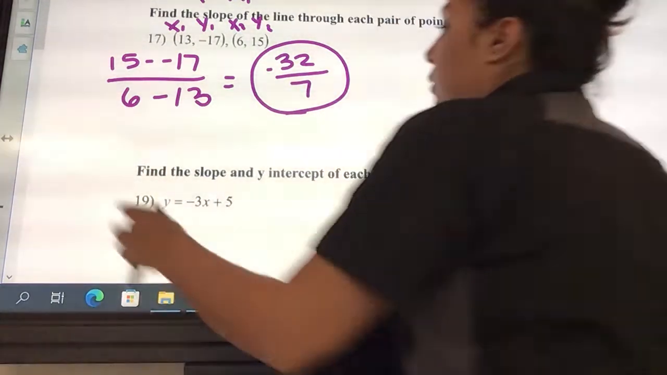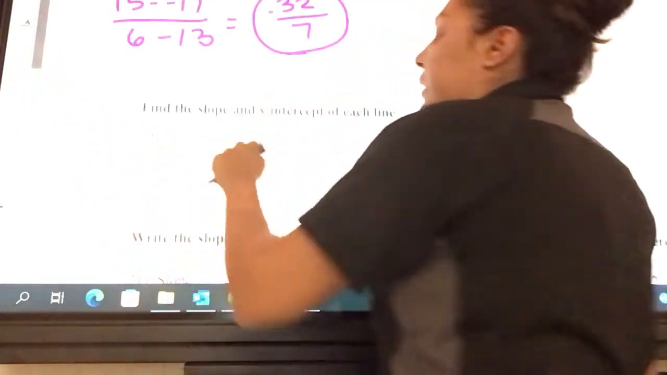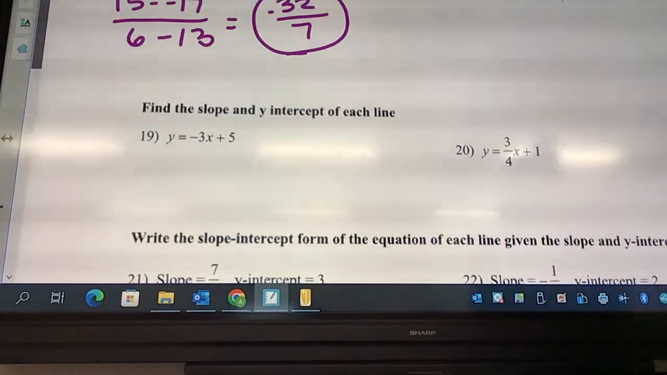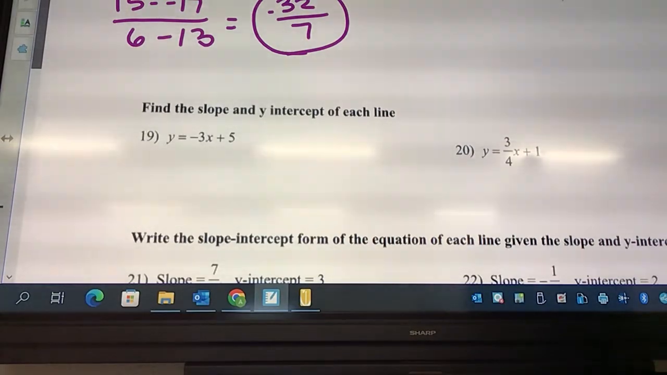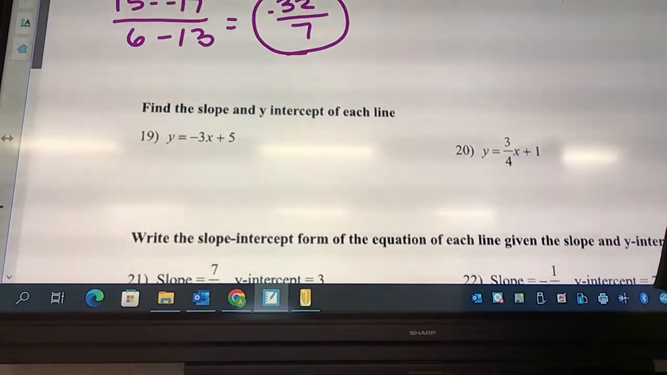Okay, find the slope and the y-intercept of the line. Which one of these is the slope? The one with the x. What is that? What's the slope? It's negative 3 over 1.